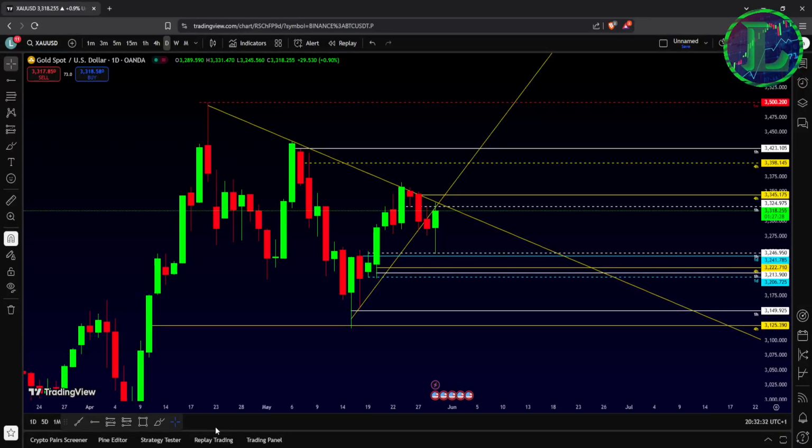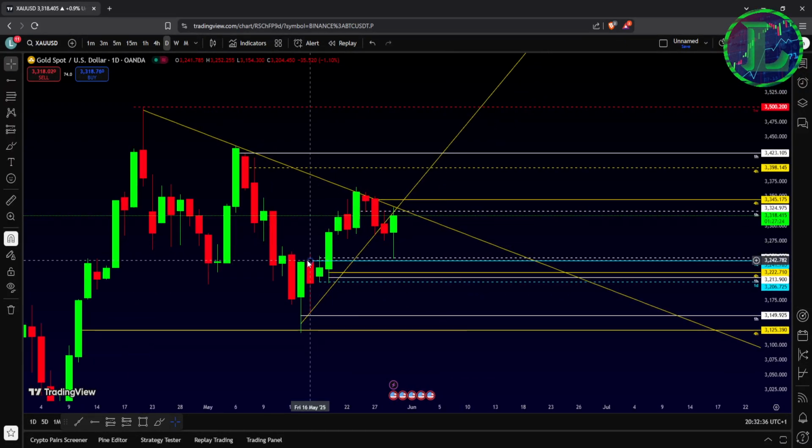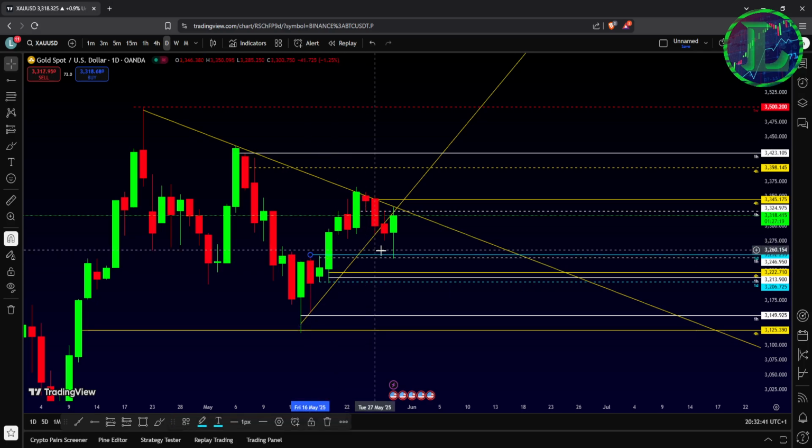Let's go to the gold chart. Here on the daily, we just have the support here. That was probably the candle that held this big bounce today. I don't have more support levels on the daily, unless on the 4 hour or on the 1 hour.